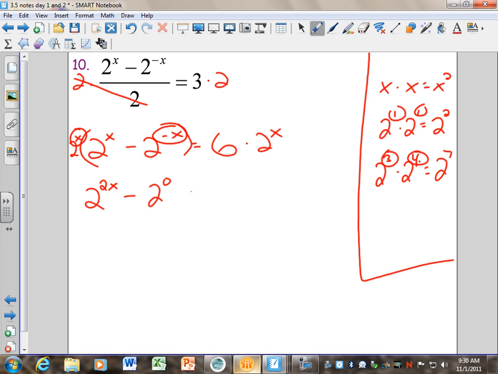And on this side, you can't do anything there. We have to just write this as 6 times 2 to the x. And you might say, this doesn't look any better. It looks actually worse than what we had to begin with. I'm going to move this over, and I'm going to get it equal to 0. And let's see if maybe we can kind of see what's happening here. So I have 2 to the 2x. I'm going to put this in the middle. Minus 6 times 2 to the x. And 2 to the 0 is just 1. So I end up with this.